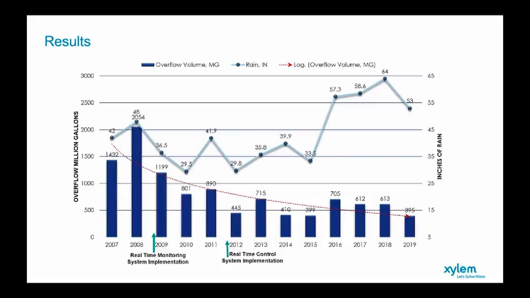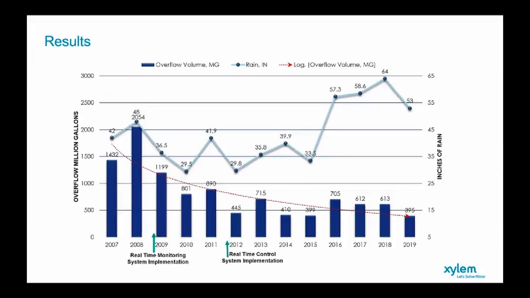So that wasn't all done in one go, that's been done in swathes of deployment. And as you can see, that trend has carried on going down. So the platform really helped reduce CSO spill volumes by 75%. So it didn't completely solve the problem, the 100% target, but it did reduce the problematic spills by 75%.